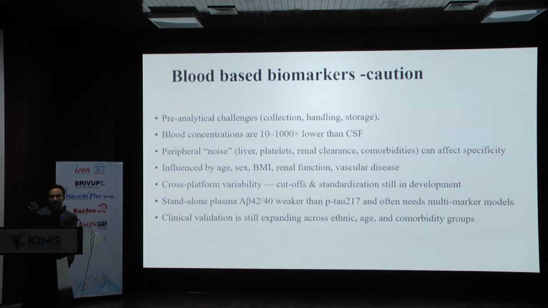And as I mentioned, standalone plasma Aβ42 is weaker than P217 and often needs multi-marker biomarker models, right? And then clinical validation is still expanding. You see different cohorts have different cutoffs, so they're trying to validate in their communities and their population groups as well.